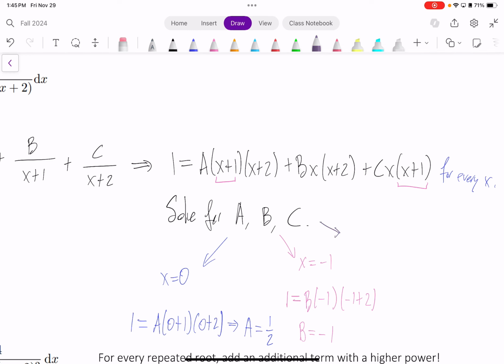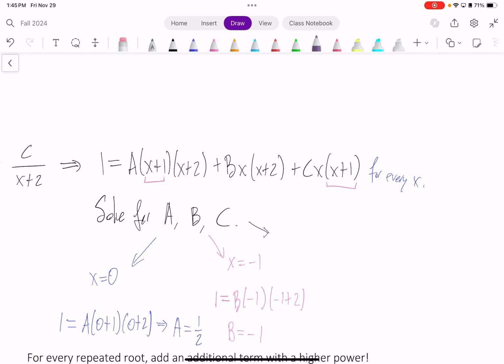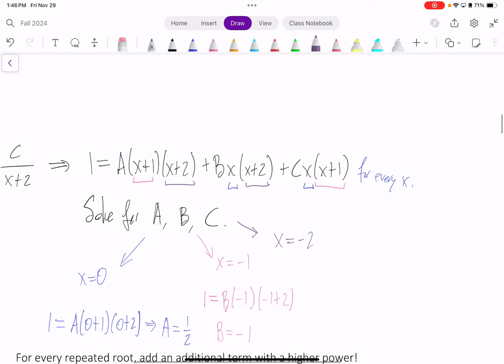Let's solve for c really quick, and then we'll check in to see where we're all at. So to solve for c, we could notice that a and b both have x plus 2 terms. So what we should do is try and eliminate those x plus 2 terms. So for c, we'll set x equal to -2. Then we have the equation 1 equals c times -2 times -2 plus 1. So c is also going to be equal to 1/2.